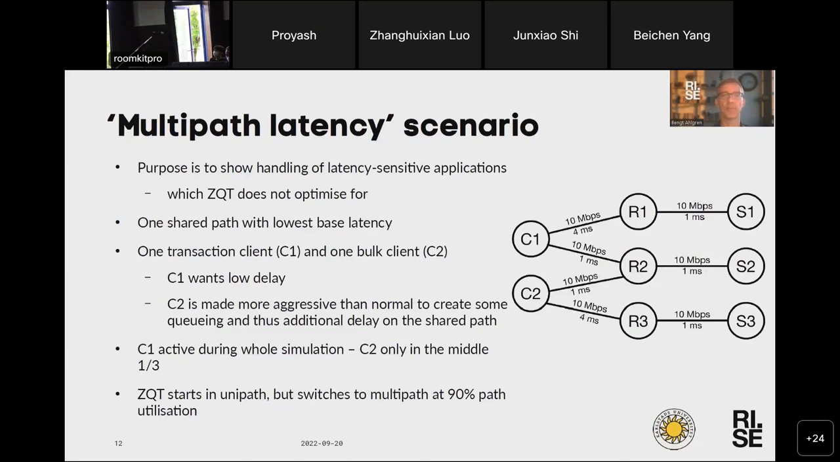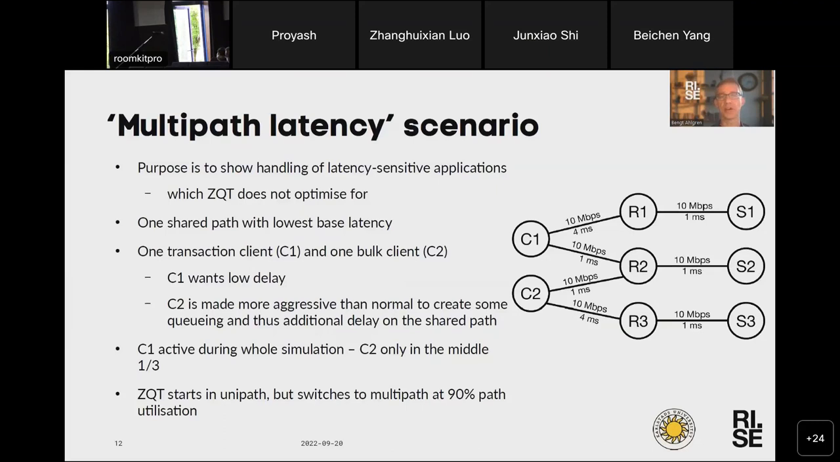So we have one shared path with the lowest base latency. That's the path here between router 2 and source 2. It has a one-way delay of 2 milliseconds. Then each client also has a private path that has a 5 millisecond one-way delay.